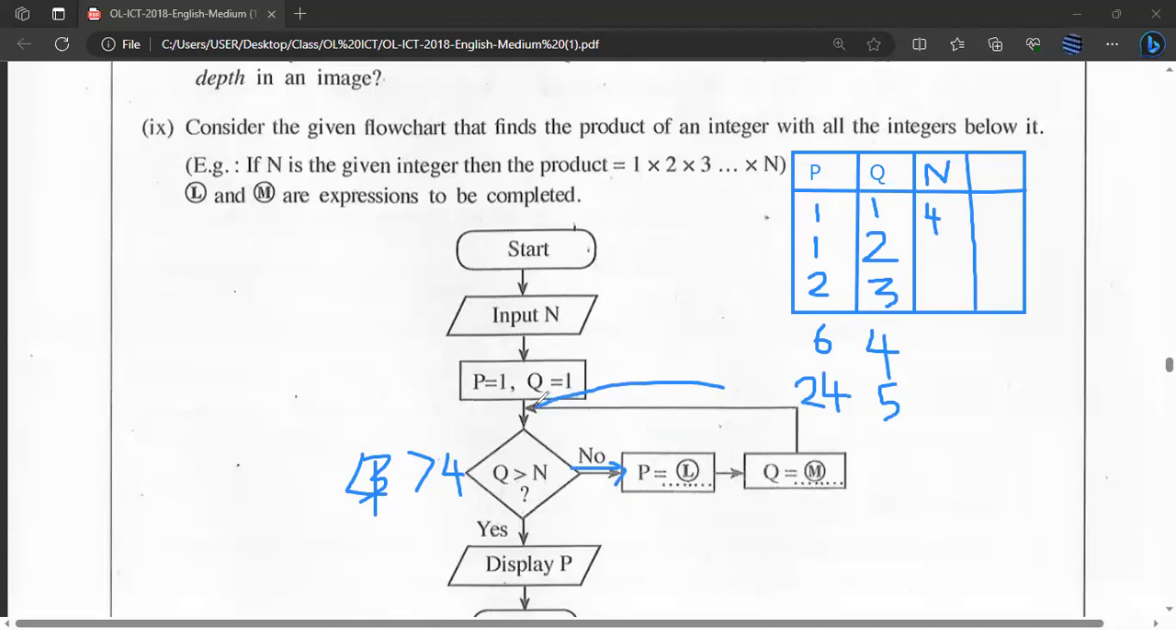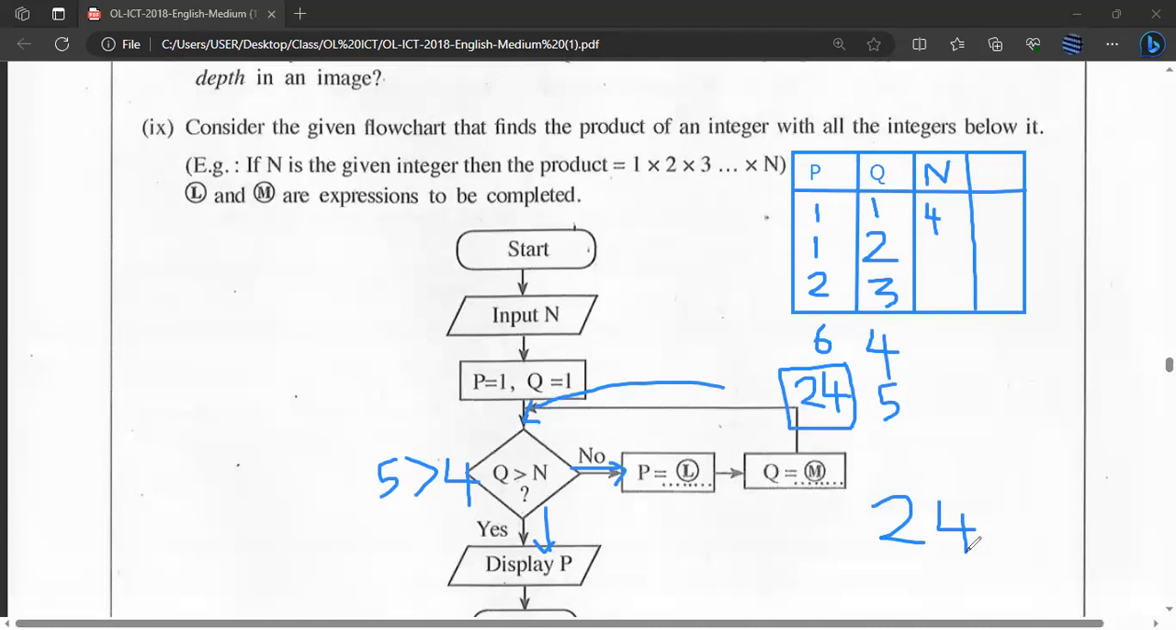Right? So here again it will be coming to here. Now the Q is 5. Now check. Is 5 greater than 4? Yes. Then display P. Now in P, what do we have? P, we have 24. So what will be the answer displayed? 24, guys. 24 will be the answer.